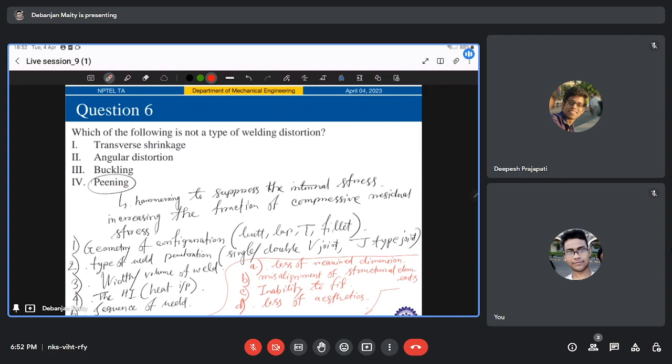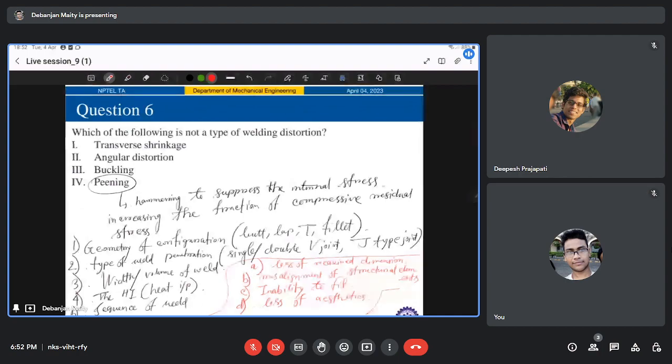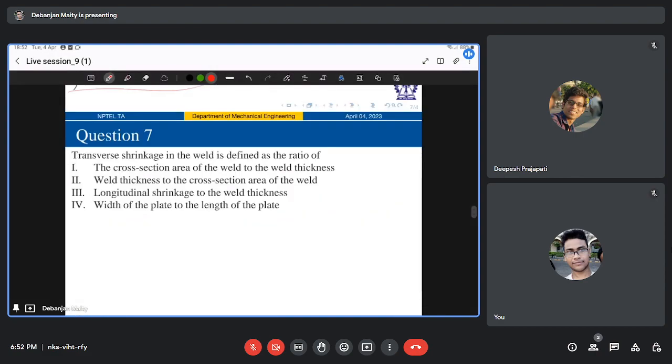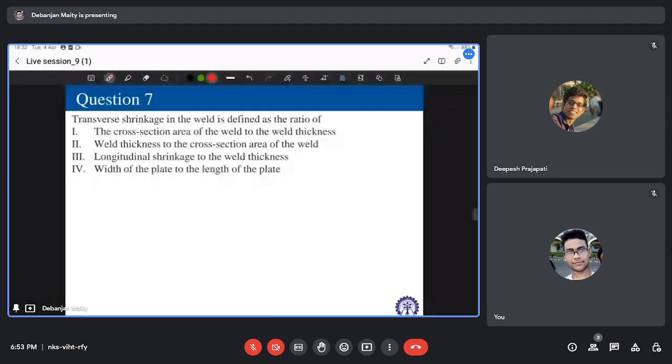Which of the following is not a type of weld distortion? Of course, peening is not a type of weld distortion. Peening is basically done to suppress the internal stress generated in your structure, right? Now, transverse shrinkage in weld is defined as the ratio of cross sectional area of the weld to the weld thickness. Which one is true? Do you remember the equation for transverse shrinkage?